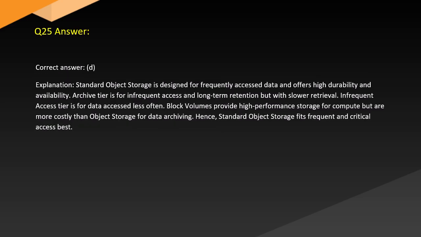Answer. Correct answer, D. Explanation. Standard object storage is designed for frequently accessed data and offers high durability and availability. Archive tier is for infrequent access and long-term retention, but with slow retrieval. Infrequent access tier is for data accessed less often. Block volumes provide high-performance storage for compute, but are more costly than object storage for data archiving. Hence, standard object storage fits frequent and critical access best.